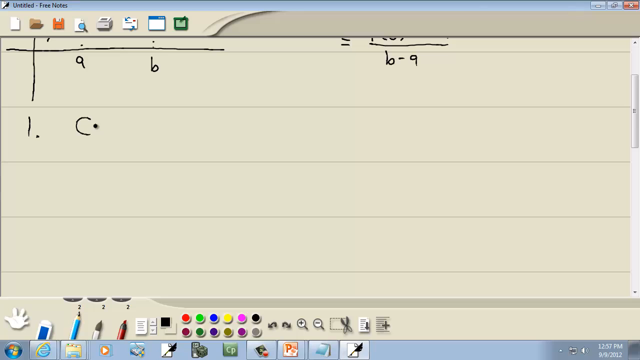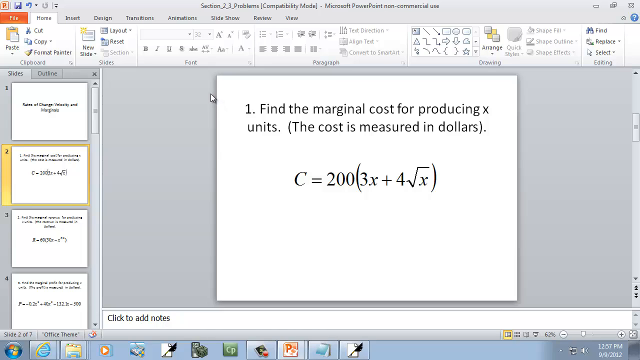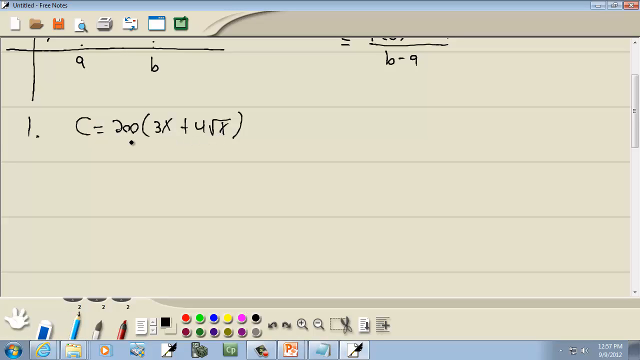Given c is equal to 200 times 3x plus 4 square root of x. And instructions say find the marginal cost for producing x units. Cost is measured in dollars. Now, marginal cost is our rate of change. How much is the cost changing with respect to x? Now, we're going to find a derivative to find this, but first I need to have them in the right form.